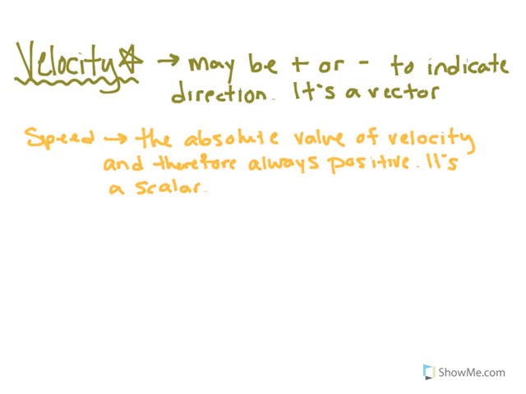Speed, on the other hand, is the absolute value of velocity, so it's always a positive value. In other words, it's just a scalar. All it has is magnitude. It's just a value.